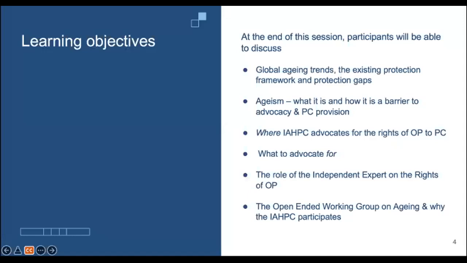At the end of this session, participants will be able to discuss global aging trends, the existing protection framework, and protection gaps. Ageism, what it is and how it's a barrier to advocacy and palliative care provision, where IAHPC advocates for the rights of older persons for palliative care, what to advocate for, the role of the independent expert on the rights of older persons, and the open-ended working group on aging, and why the IAHPC participates.